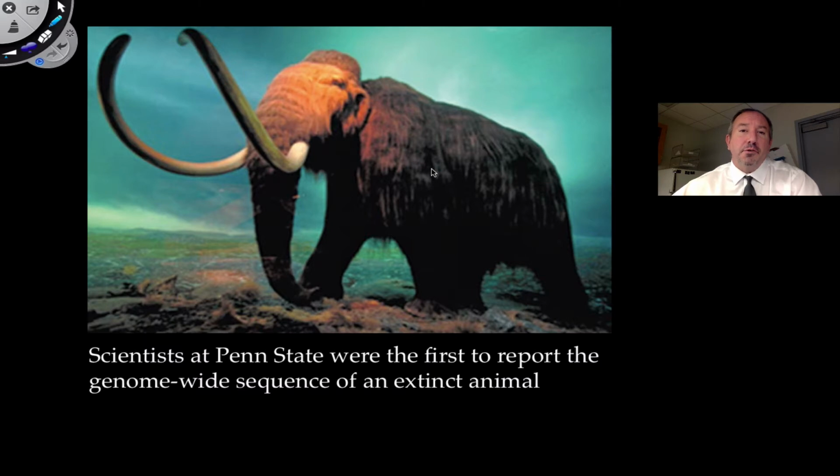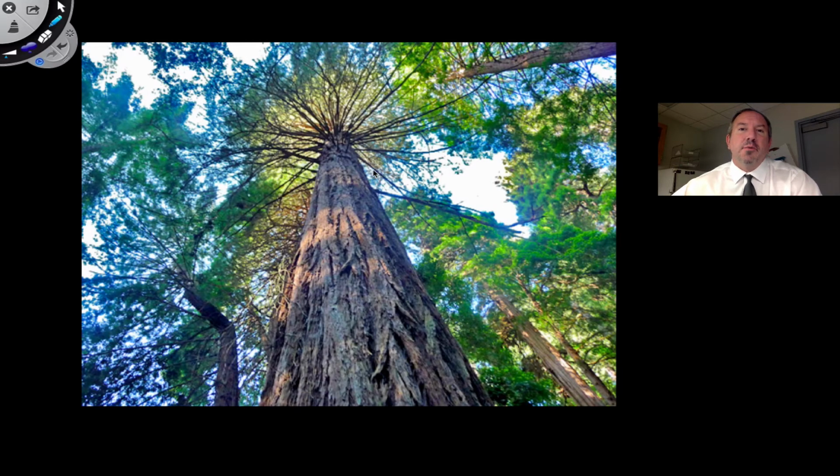Another thing that's really cool about sequencing DNA, and this sounds kind of science fiction-y, but it's not. Scientists at Penn State have reported that they've sequenced the whole genome of an extinct animal, like the woolly mammoth. That's pretty cool. So there's enough DNA remaining in the fossils and the bones that can be pulled out and sequenced. It's pretty interesting. And we're even interested in organisms in addition to human sequencing.